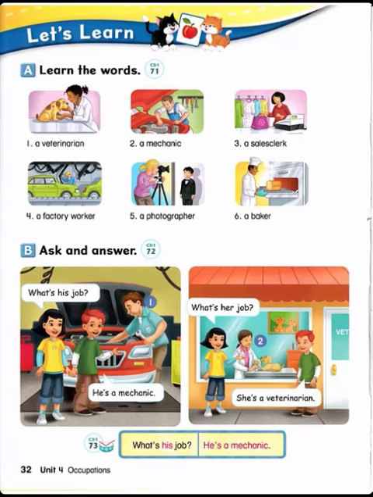Page 32. Drum track. What's his job? He's a mechanic. What's his job? He's a mechanic. What's her job? She's a veterinarian.